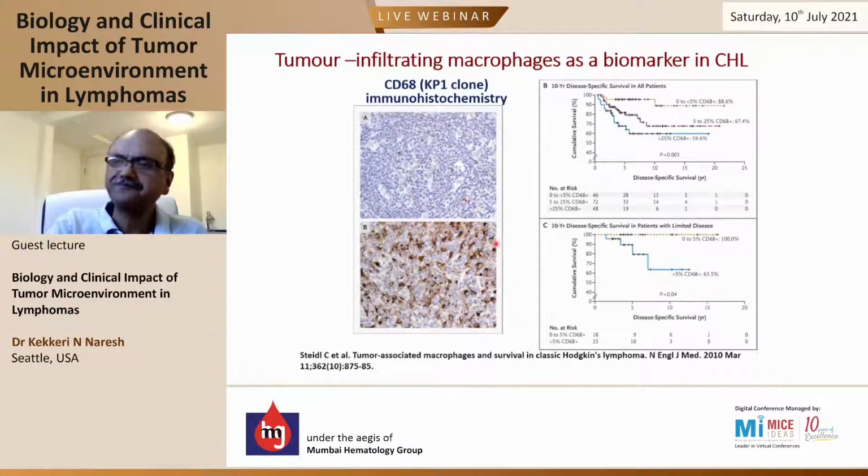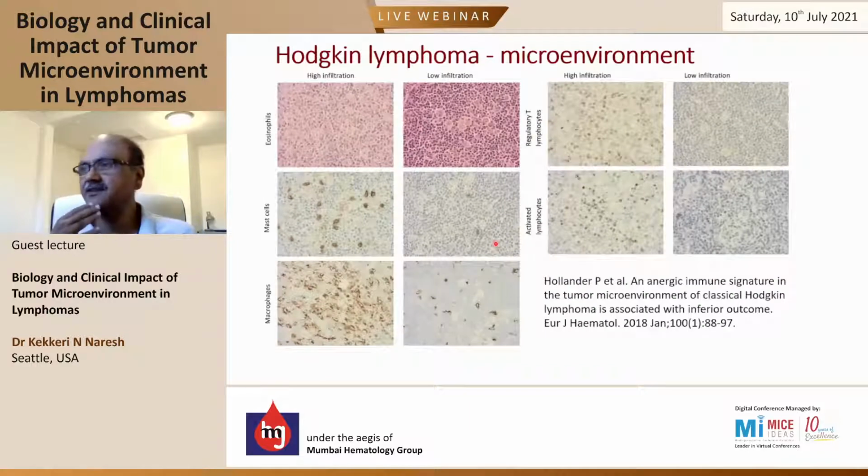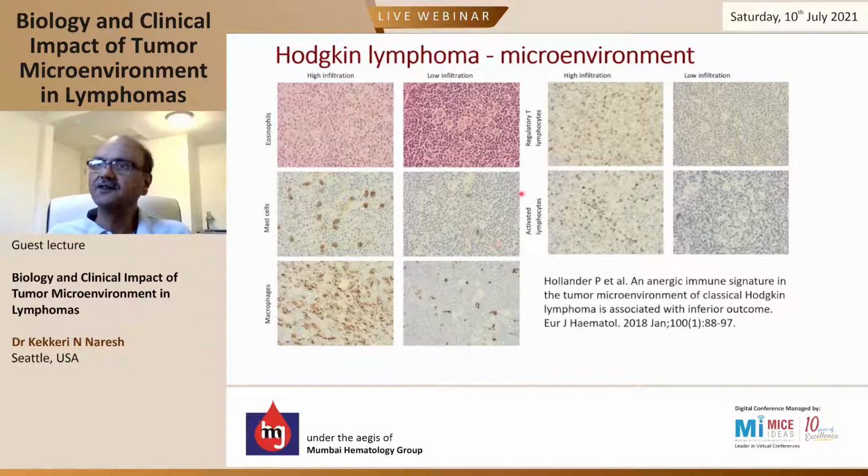out in 2010. And then many other people have tried to look at these questions of what immune cells in Hodgkin lymphoma can be responsible for better or poor outcomes. And like you can see here, there are various types, like mast cells, which is innate immunity. You got macrophages, like I showed you on the previous one. You have low infiltration or high infiltration Hodgkin lymphoma cells.